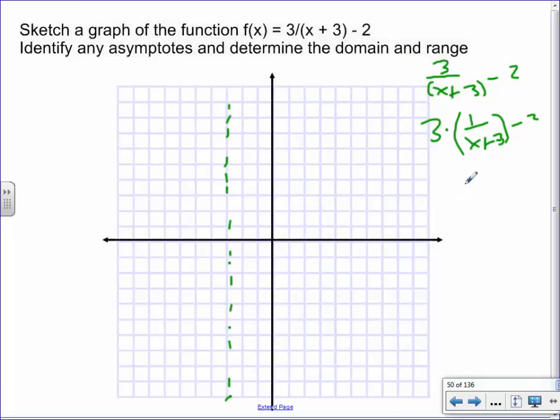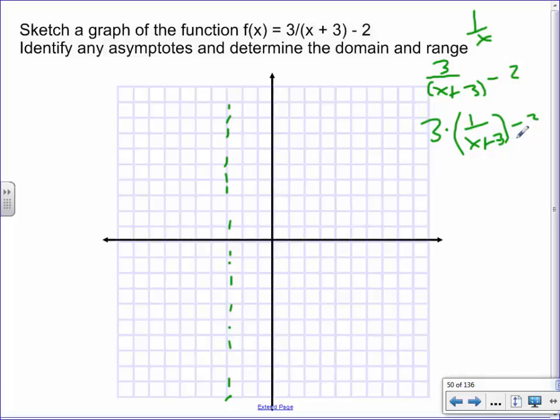Now, at its core, though, doesn't this kind of look like a 1 over x graph? But I've done a few things to it. What would a 3 in front of that function do to it? Yeah, it makes it taller, right? So you'd have your whoosh, whoosh graph that's now a taller whoosh graph. This x plus 3 right here would slide the graph over 3 units. And what would the -2 do to the graph?